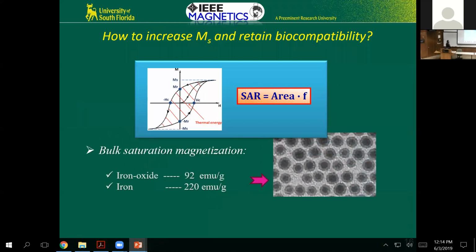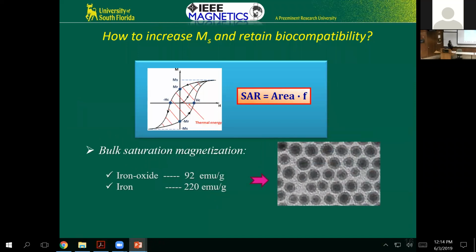This is the idea. Again, I would stick with the EMU per gram units. You know, I'm a physicist, all right? Who doesn't like EMU? Nice birds. Okay. So, for example, you see that iron oxide is 92 EMU per gram, and iron is 220. So if you make a core of iron and encapsulate it by iron oxide, you have a core shell system with a large saturation magnetization.